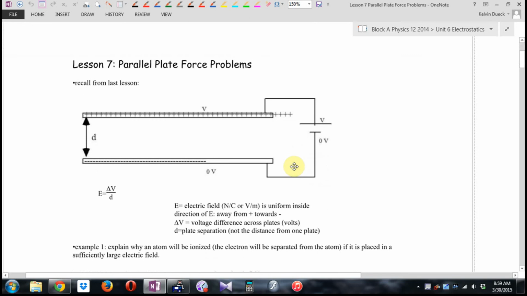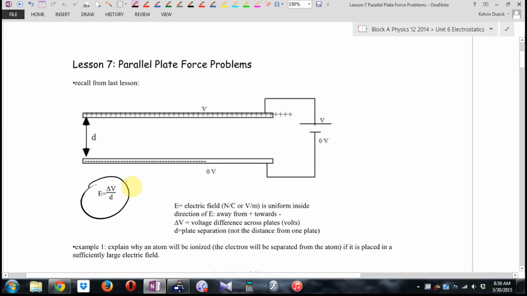Recall from last lesson, we said if you take parallel metal plates and hook one side up to the positive part of a battery, and hook the other side up either to the ground if you want a 0 voltage, or to the negative part of the battery to even increase your voltage. We said the electric field was the change in voltage divided by the distance.